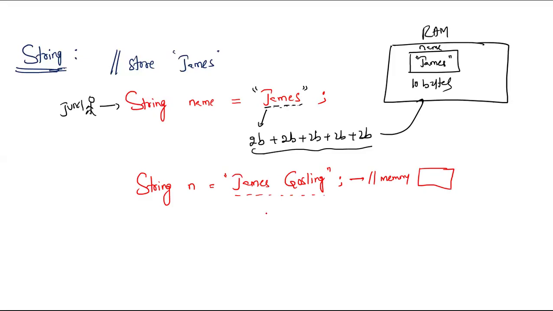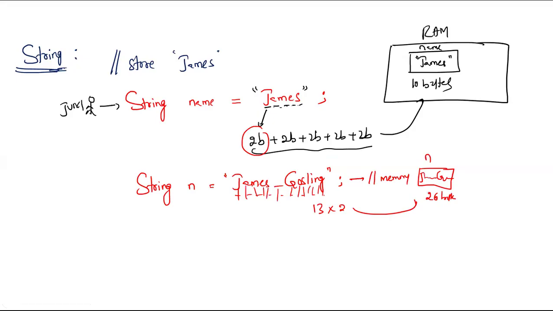26 bytes of memory, because in total 13 characters were there. So here 1, 2, 3, 4, 5, then space is 6, 7, 8, 9, 10, 11, 12, 13. 13 characters are there. Each character takes 2 bytes of memory. Therefore, 13 times 2 consumes 26 bytes of memory. And then n, and here is the value James Gosling in the memory. That is how a string consumes memory, depending on the data.